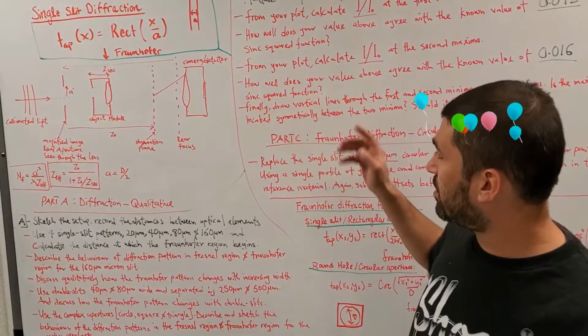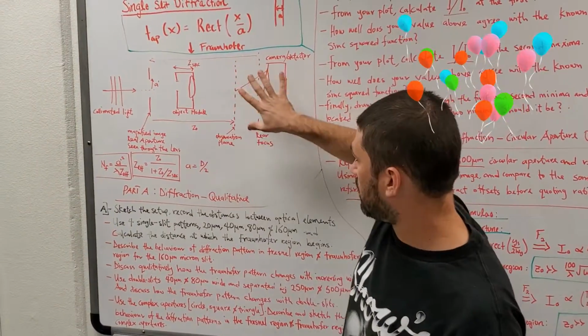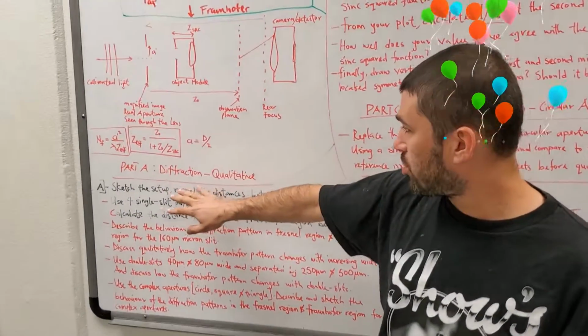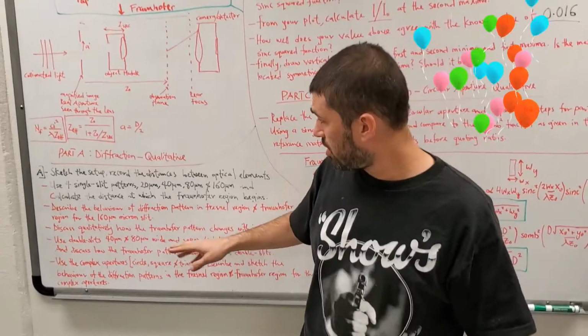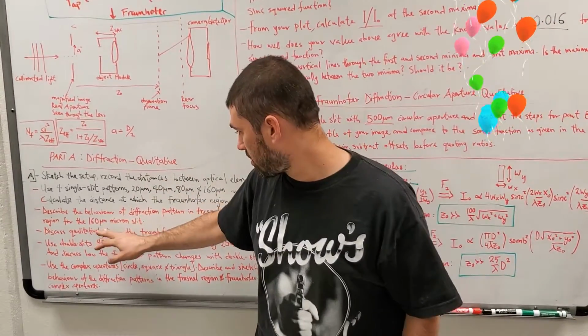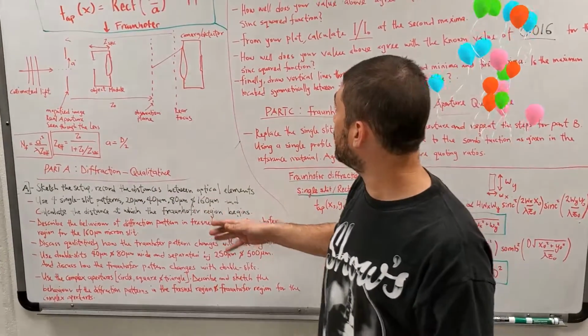This lab had three parts. In the first part, this was the setup for all of them. The first part, we did a qualitative analysis of diffraction. We used single slits and double slits and compared the shapes that were made and the graphs.